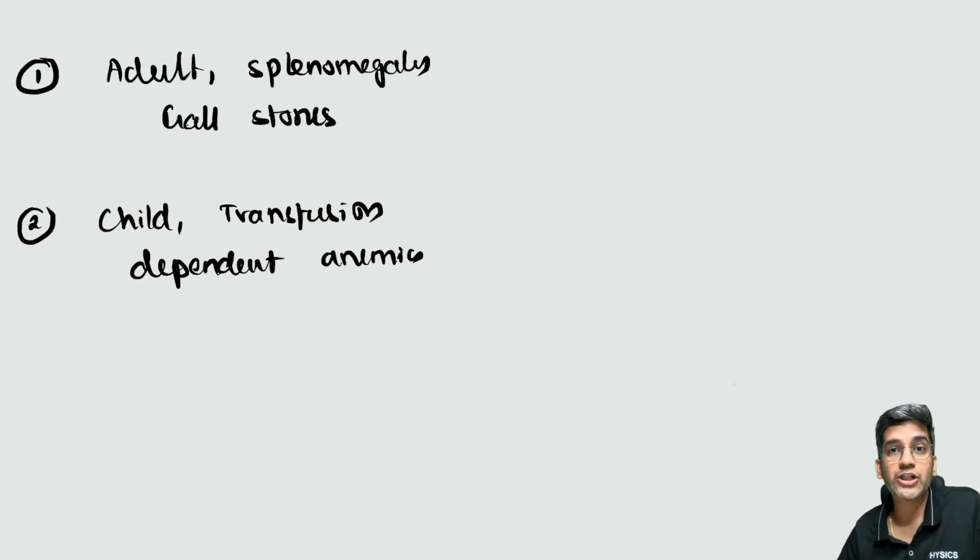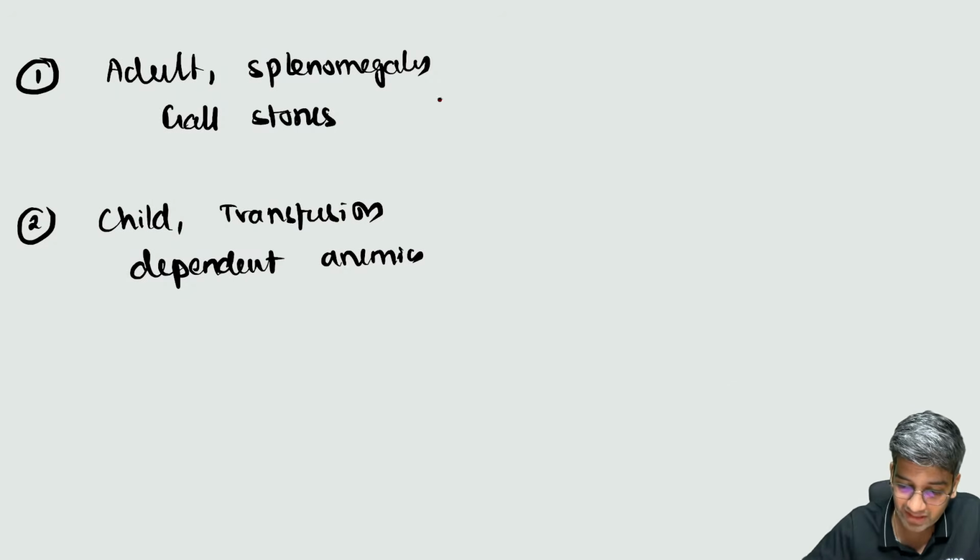Arya, great. The first one is the very classical triad of hereditary spherocytosis. An adult presenting with splenomegaly because of the extravascular hemolysis, and it's a very mild anemia. They will present with pigmented gallbladder calculi, right? So this is a very classical diagnosis of hereditary spherocytosis.